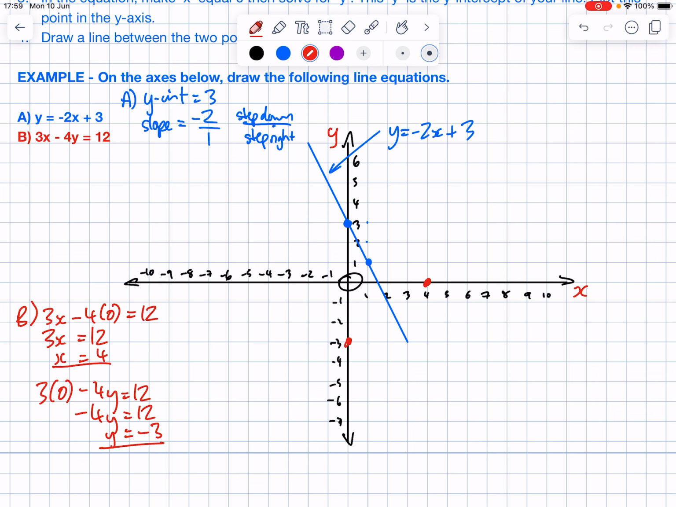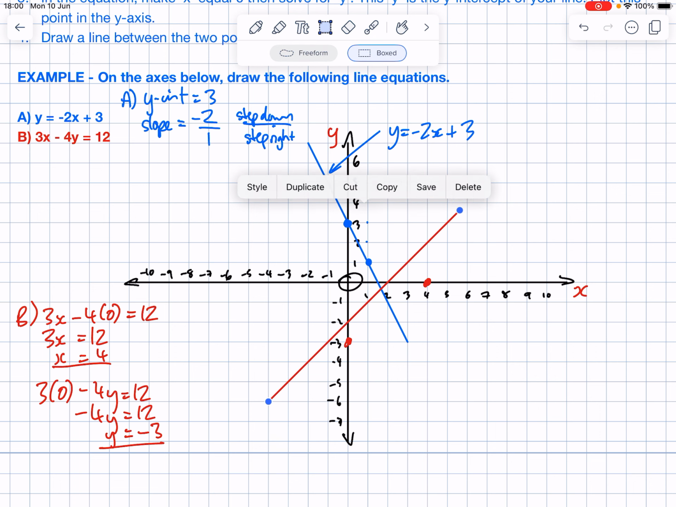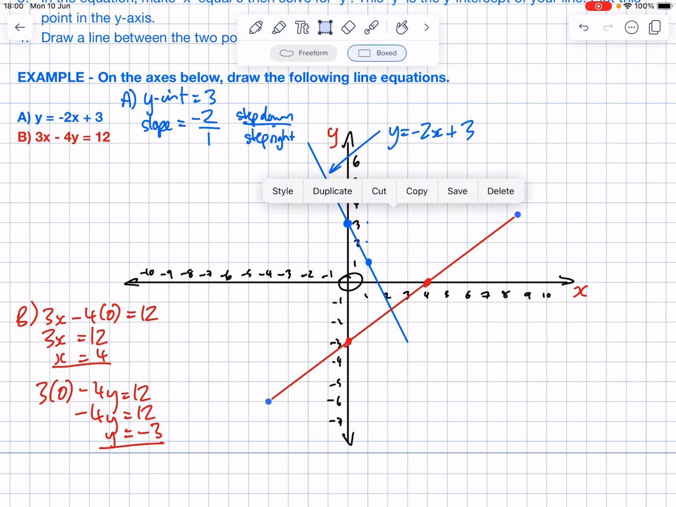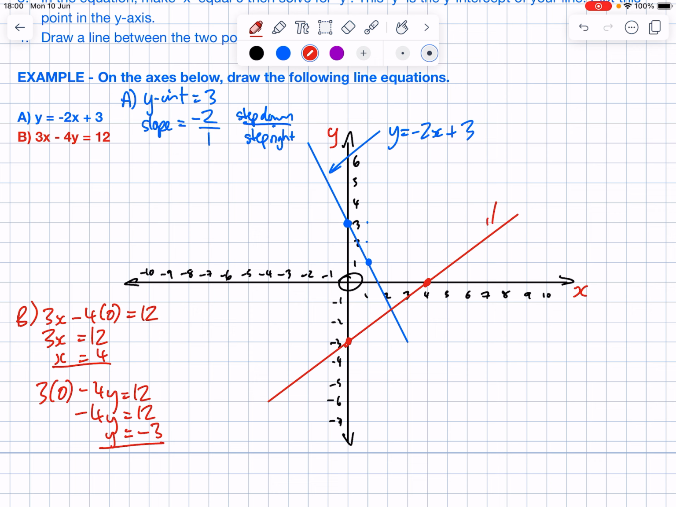I have 2 dots now. I can draw a line through them. So this is 3x, take 4y equals 12.